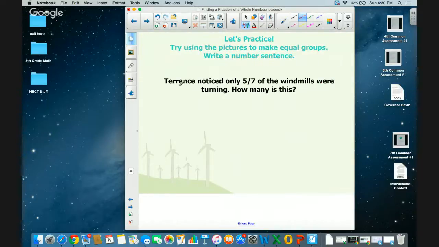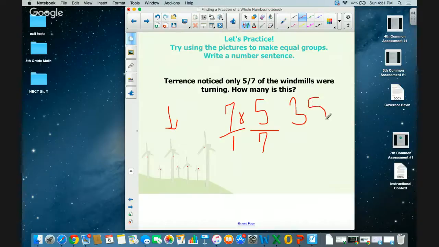Ooh, it's tricky. Terrence noticed only 5/7 of the windmills were turning. How many is this? Here's windmills right down here, guys. Here's 1, 2, 3, 4, 5, 6, 7 windmills. Times 5 over 7. 7 is a whole number, it'd be over 1. Okay, and 7 times 5 is 35, and 1 times 7 is 7.